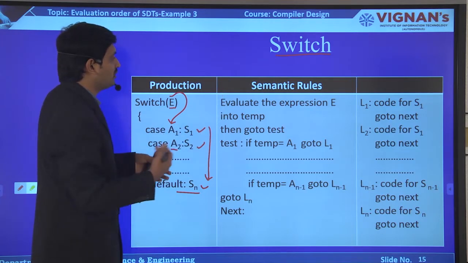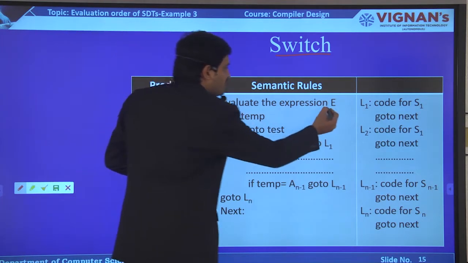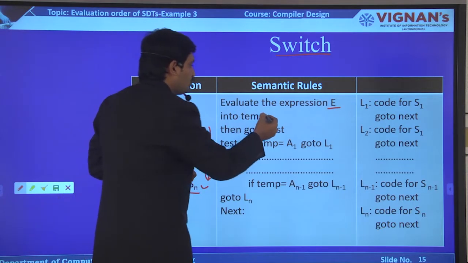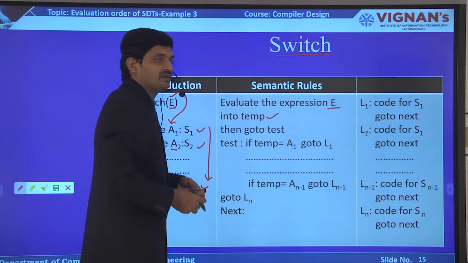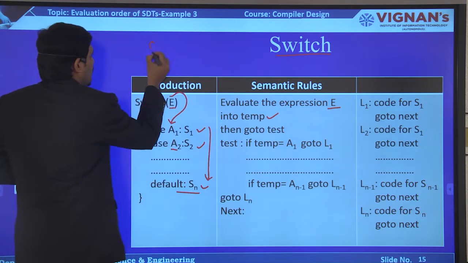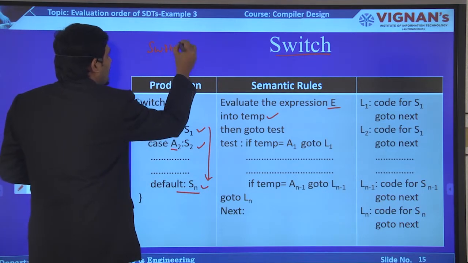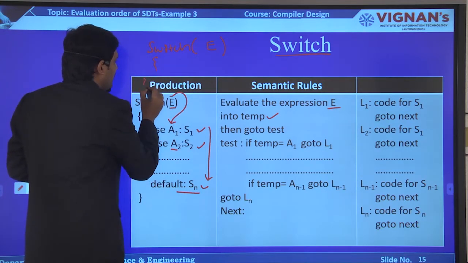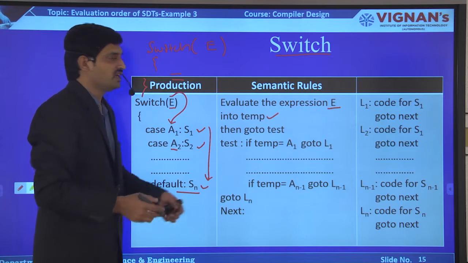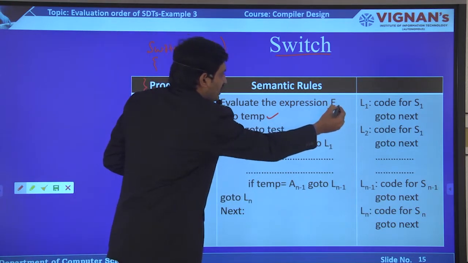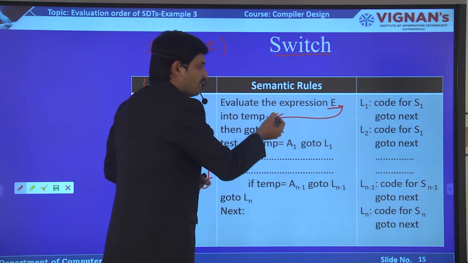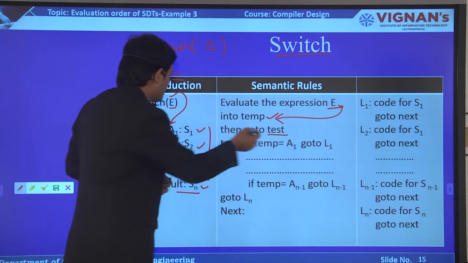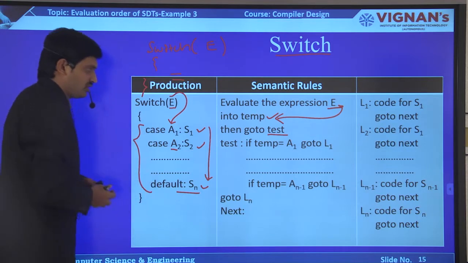Now, how to evaluate the expression. I am going to evaluate the expression in E, then I am going to store that value in a temporary. That means in switch, I am calling some expression, and depending upon the expression I am going to execute. Here this particular expression value is stored in some temporary variable temp. Then go to test. Test means I am going to execute this block.